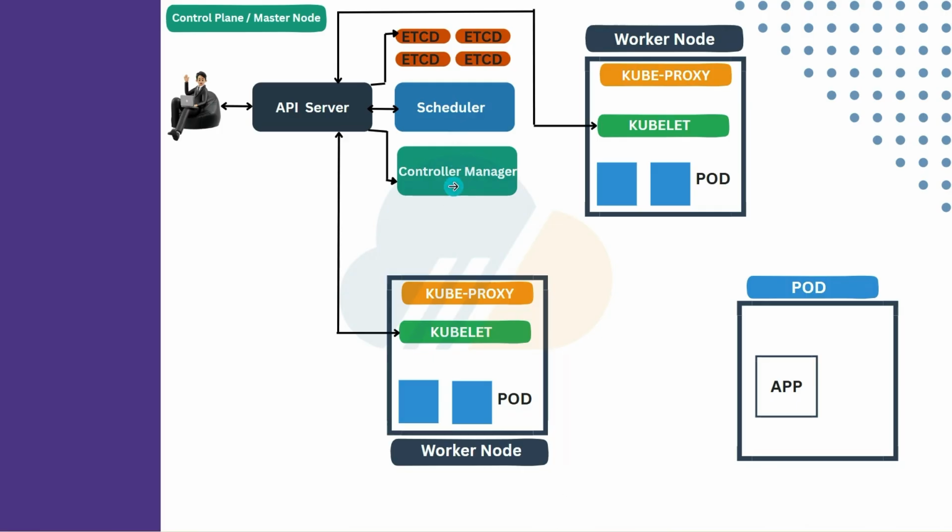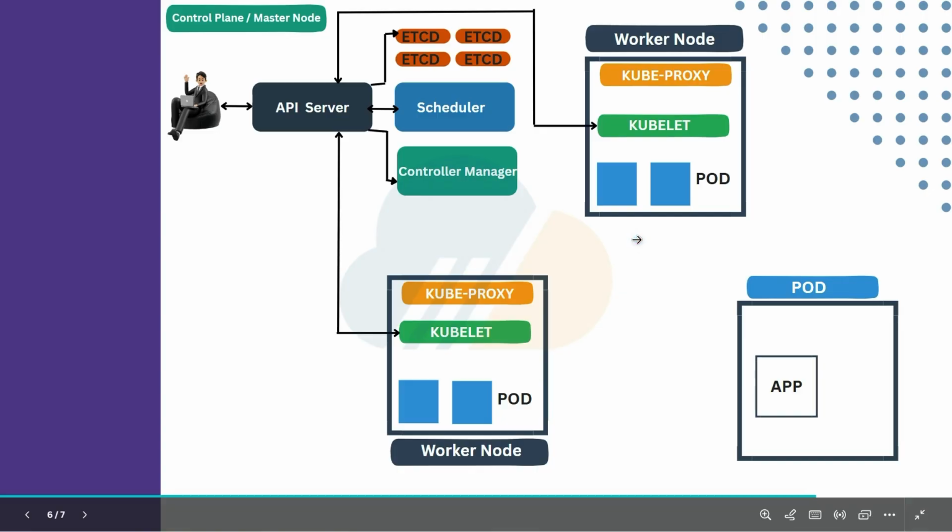And what is the controller manager? The controller manager is a watcher or fixer. It keeps checking if things are as expected. If something crashes or goes down, this component will bring it back up. And finally, what is etcd? It is the database of Kubernetes. It stores everything: cluster state, configuration and secrets. For example, if a node crashes and restarts, etcd helps Kubernetes remember what was running.